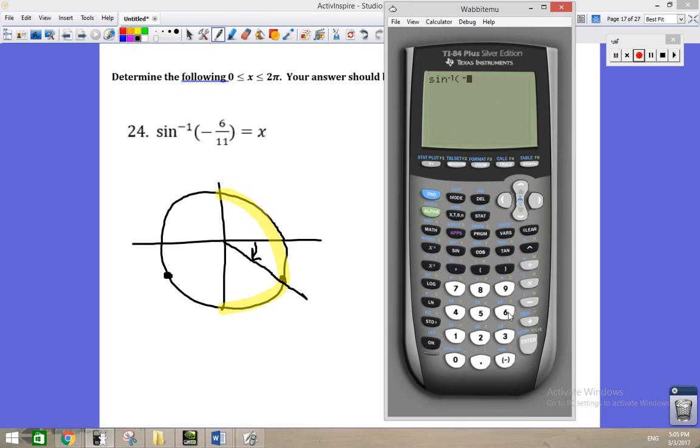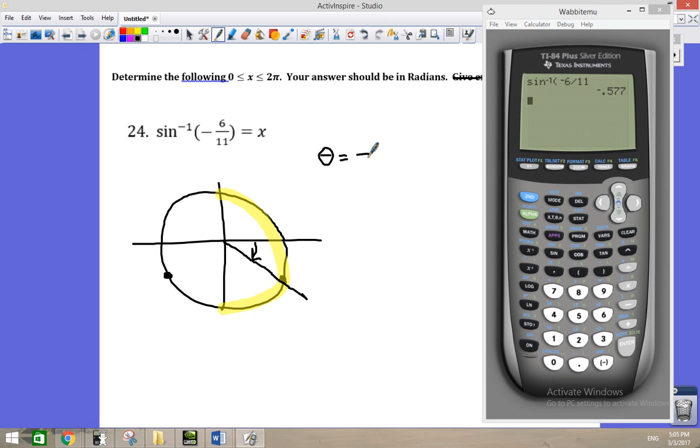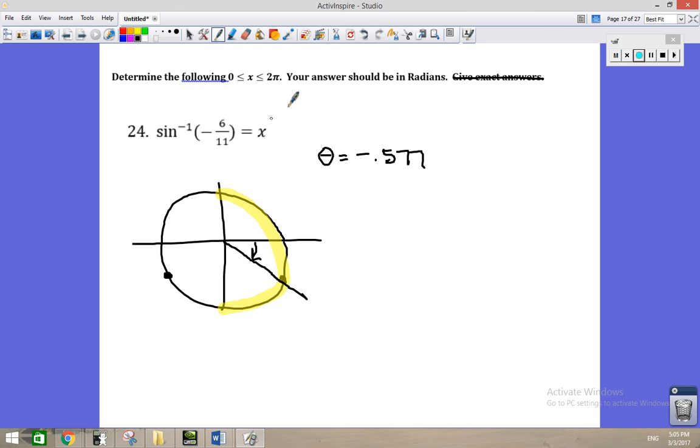Let's go -6 divided by 11. And this angle measure of -0.577. So yes, it's a solution to this equation. If you want to call it x, you can. It's a solution to this equation, but it's not bigger than 0. So maybe I shouldn't call it x. Maybe I should call it theta to indicate it's a solution of the equation, but it doesn't fall into the restriction of being between 0 and 2 pi.